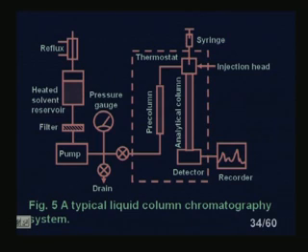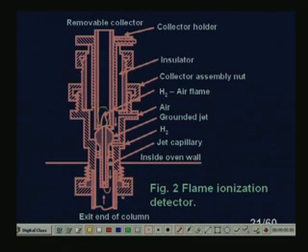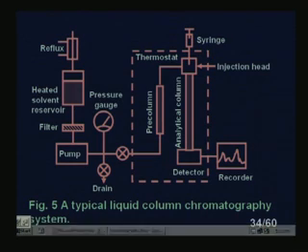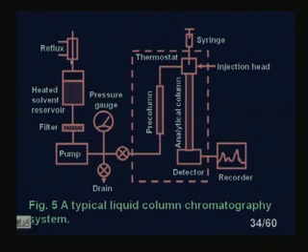You see, this is a typical liquid column chromatography, with the entire instrumentation shown here. Okay, you see here, we have a pressure gauge, a filter, a heated solvent reservoir, a pump, and this is a precolumn, and this is the analytical column. So, we have the injection head here, a syringe, and there is a detector. So, this is the entire instrumentation system. This should be put in a thermostatic bath, so that a constant temperature can be achieved.